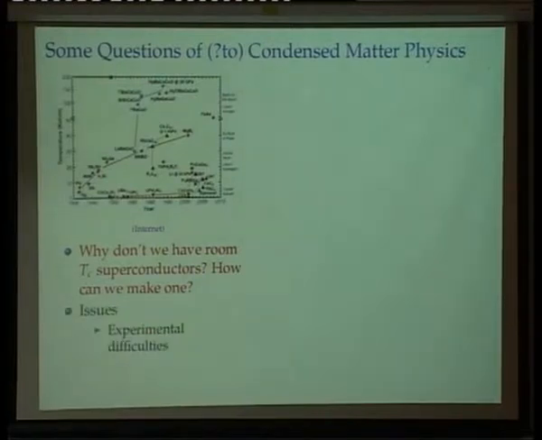So what are the difficulties here? There are three issues. There are experimental difficulties, creating clean samples. There are theoretical difficulties. There's no small parameter. And finally, of course, there are difficult theorists.